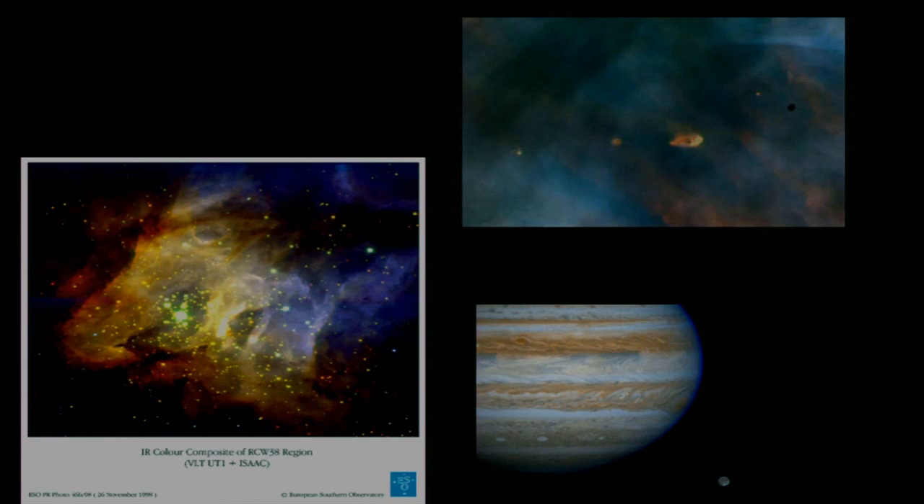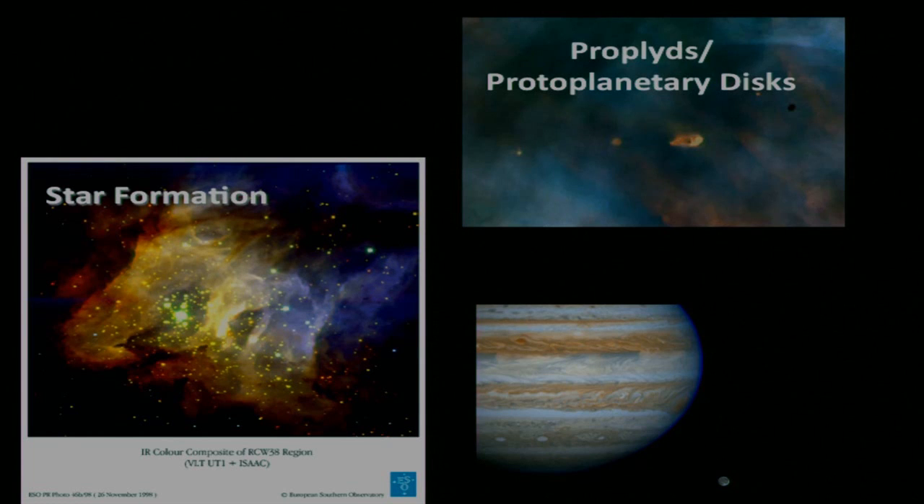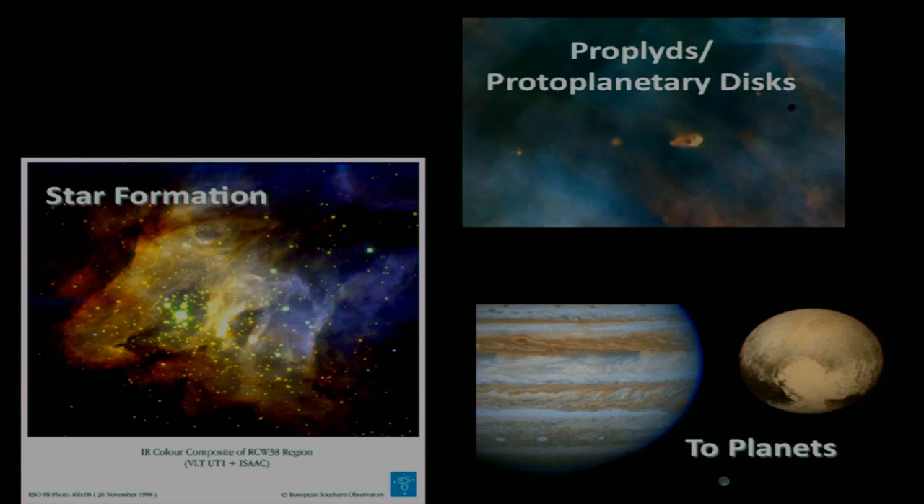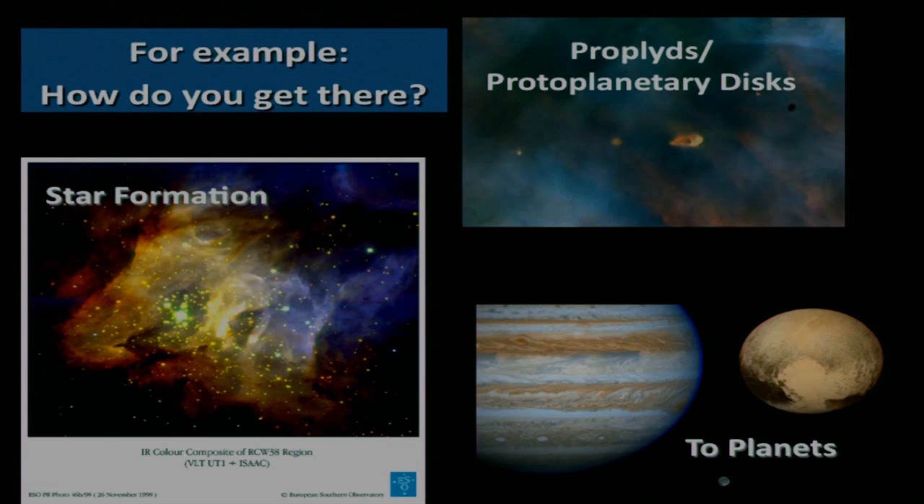So here is the issue. How does one go from star formation then on to the next stage, which is the planetary disk, or the proplid stage, and then eventually down to planets? And I am biased. Pluto is a planet, in my opinion. Not to scale, of course. And so how do we get there? That's the big open question.